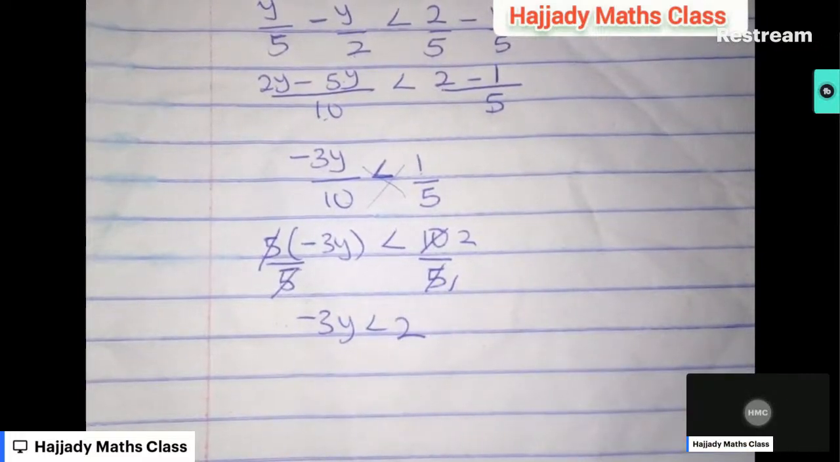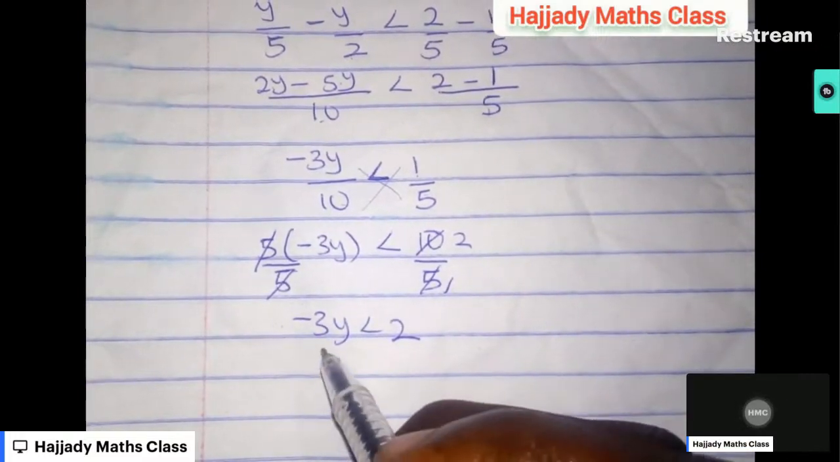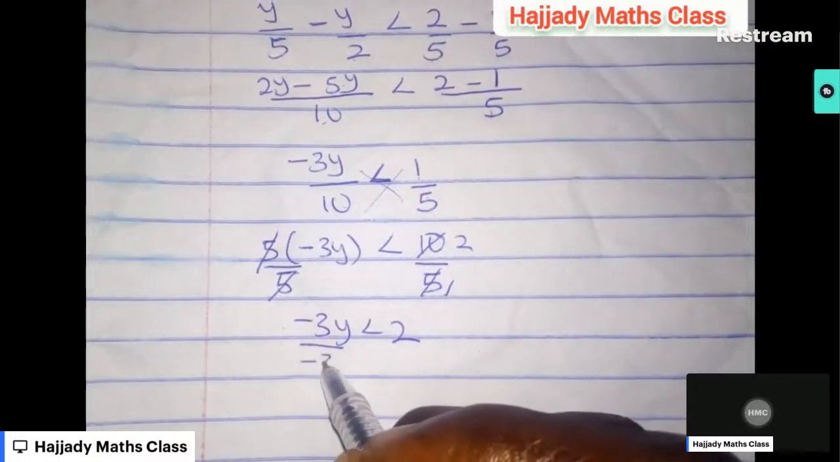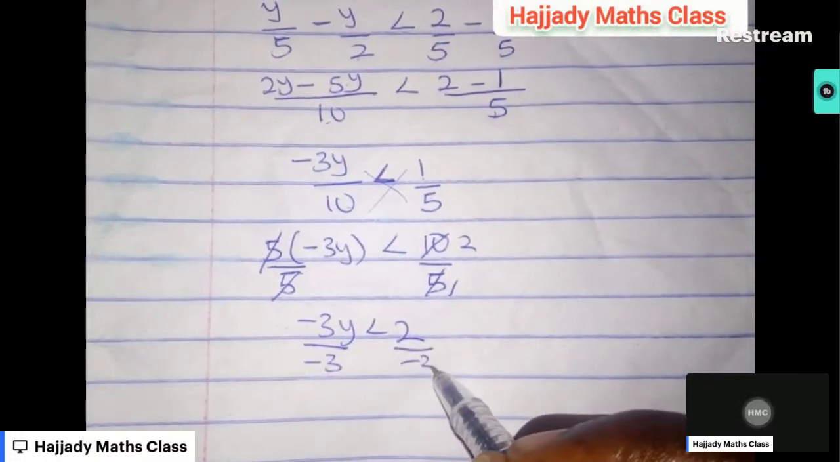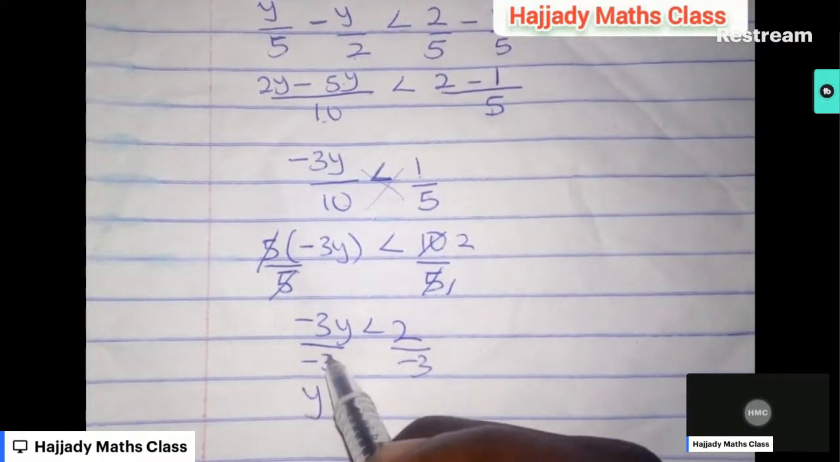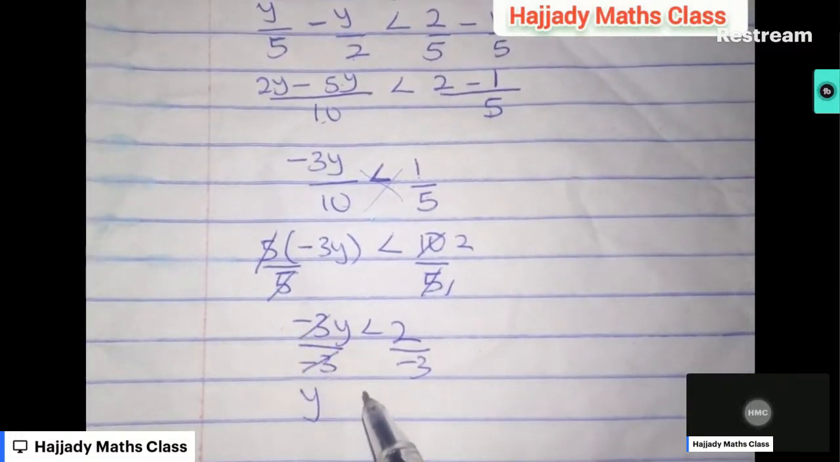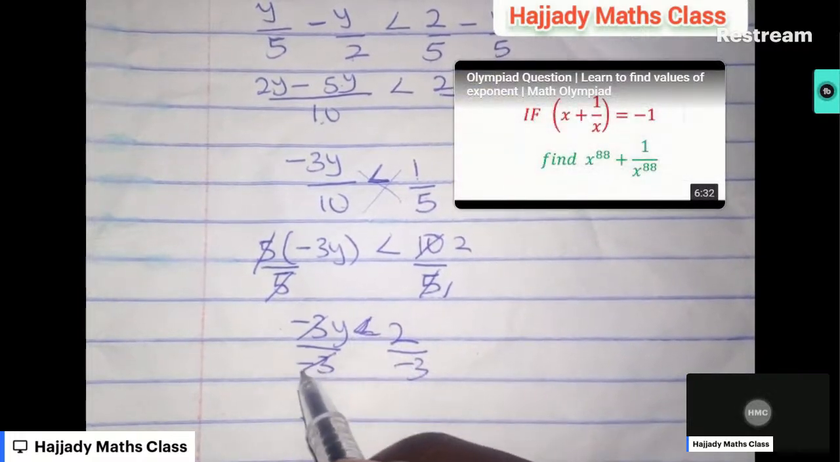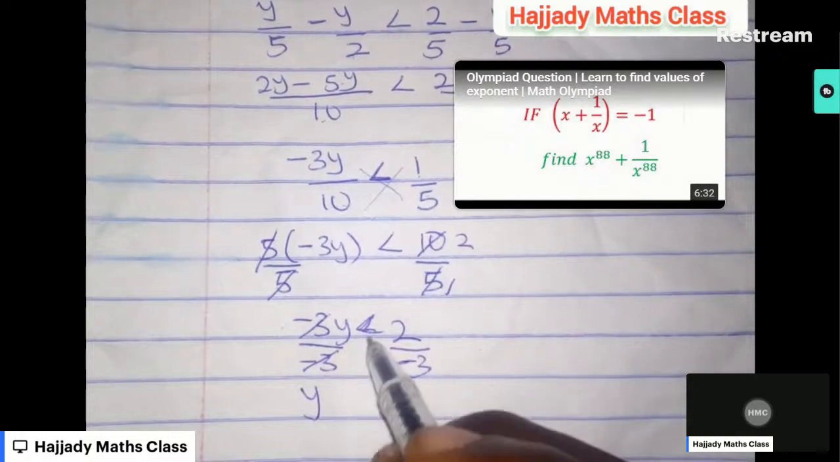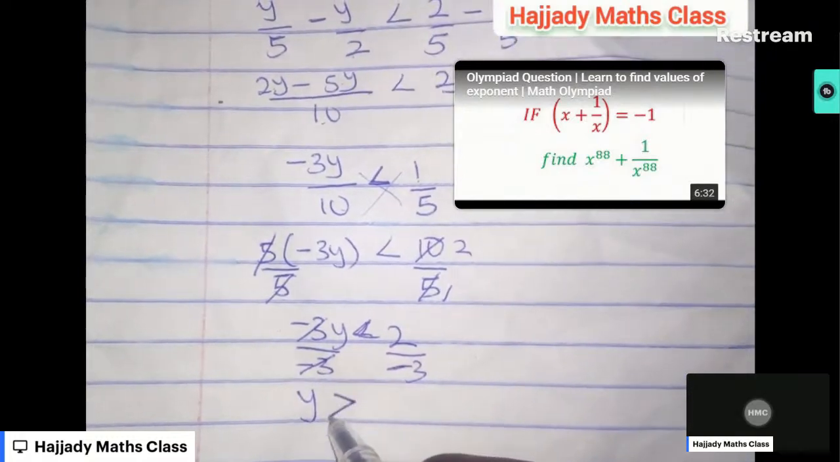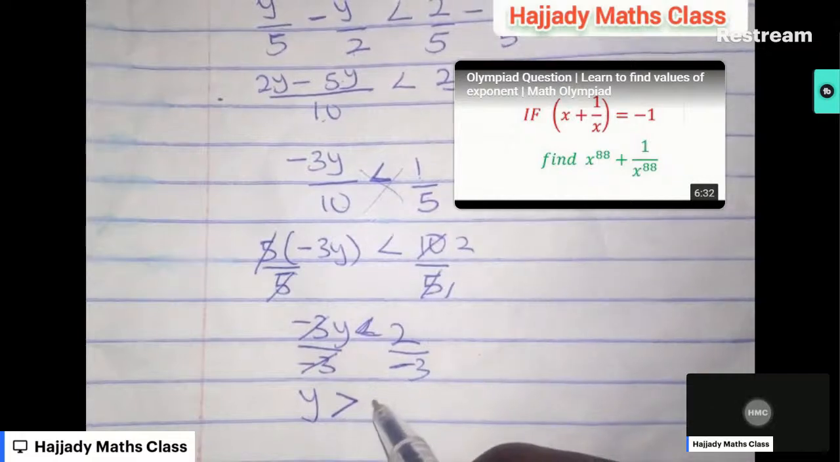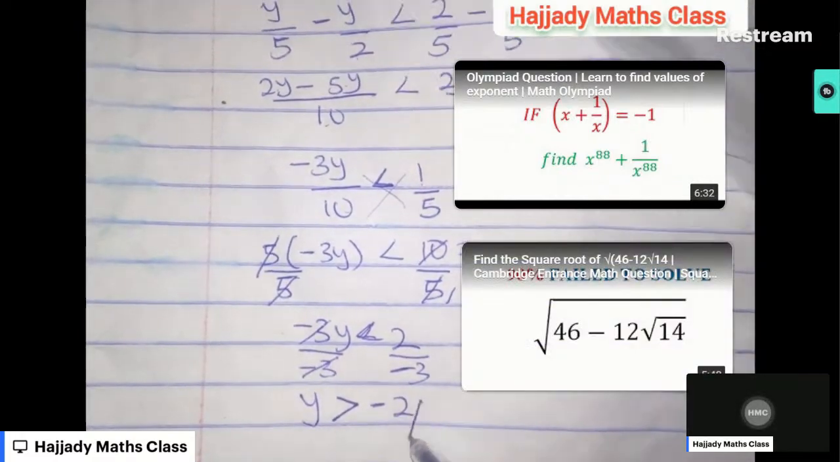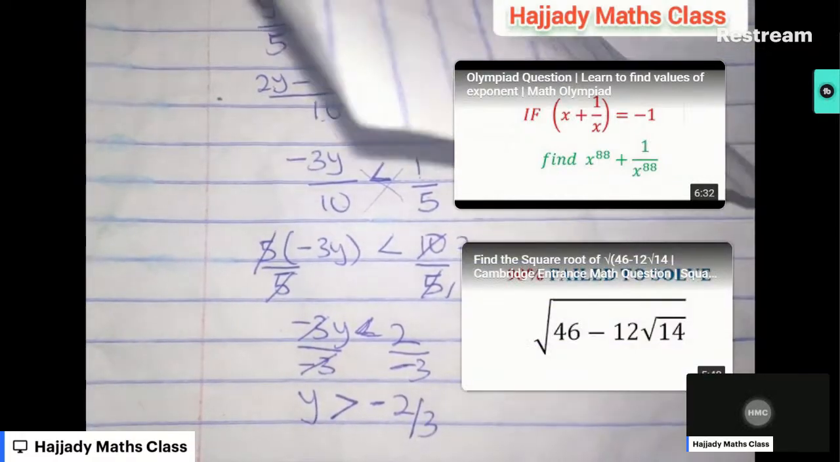So the coefficient of y in this case is minus 3. So dividing both sides by the coefficient of y, which is minus 3, I will be having y, this cancels out this. There's a rule of inequality that says that whenever we are dividing by a negative sign, the inequality sign will change. So since we are dividing by a negative sign, it's going to alter the inequality. So with this, I'm going to have y greater than minus 2 all over 3. So this is my answer.